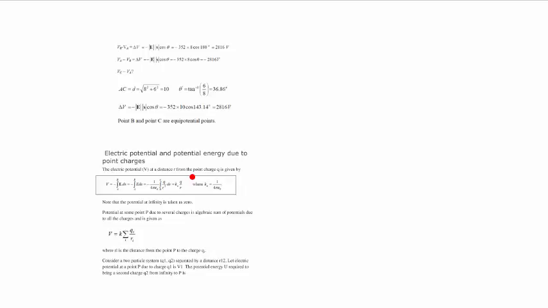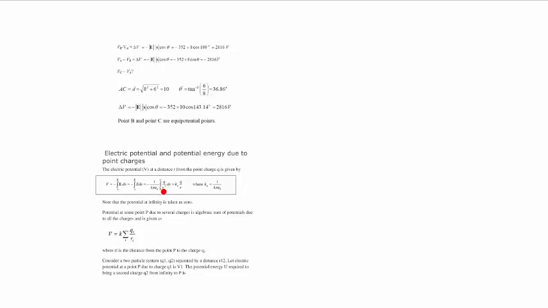Okay? Now the potential at some point P due to several charges is the algebraic sum of potentials due to all the charges and is given by this formula. So it's the sum. K is constant in all, that's why K is out. And for the number of charges that you have, Q1 upon R1, Q2 upon R2, Q3 upon R3, you just continue to add them and sum them up to i number of times. So that's the importance of that.